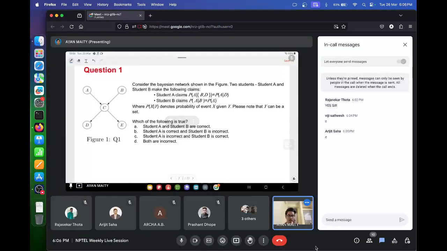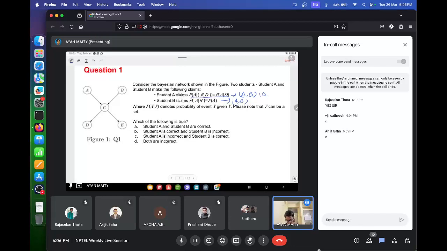Okay, so in this question, the first claim is that probability of A given B and D equals probability of A given D. So it basically says that A and B are independent given D. And the second claim is probability of A given B equals probability of A, which basically means A and B are independent given no evidence. If no evidence is given, A and B are independent.